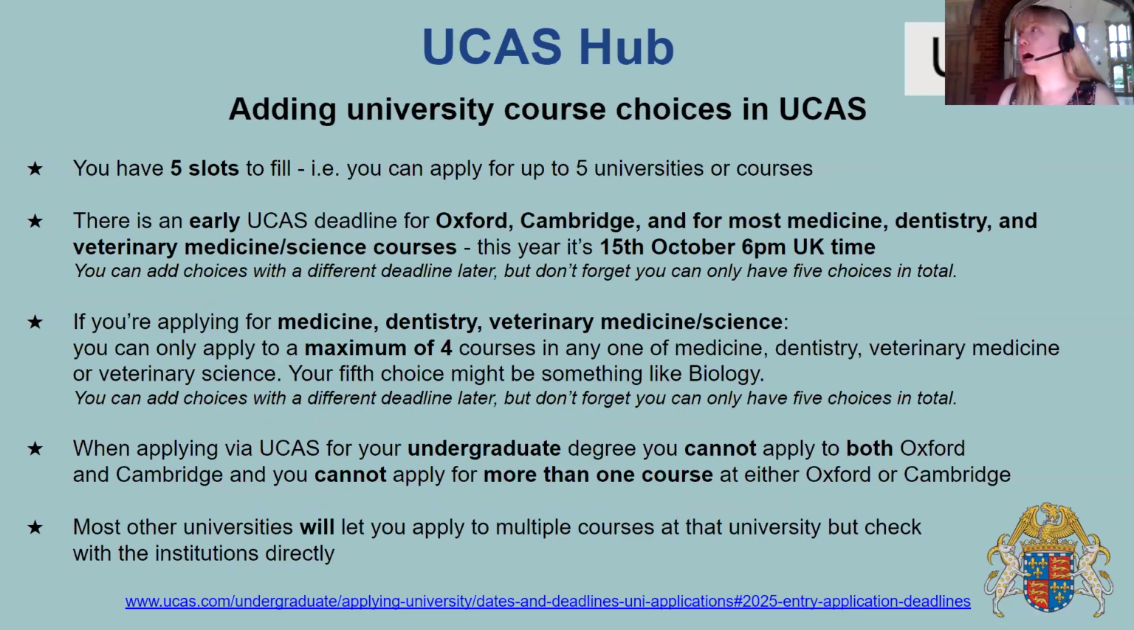So what about adding university course choices then? You have 5 slots to fill. You can apply for up to 5 universities or courses. That's what I mean by 5 slots to fill in UCAS. Really important to note that there's an early UCAS deadline for Oxford, for Cambridge, and for most medicine, dentistry, and veterinary medicine courses. If you're applying this year, it's always an October deadline, the early UCAS, Oxbridge, and medical course deadline. This year, it's the 15th of October, 6 p.m.